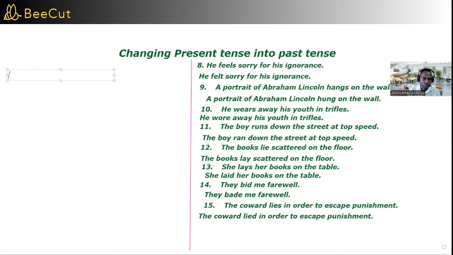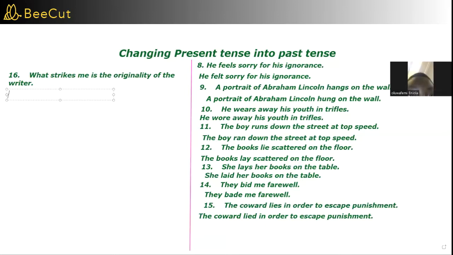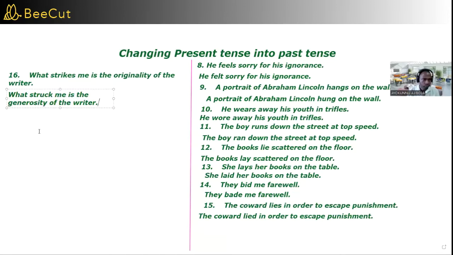What I have in number 16 here is: what strikes me is the originality of the writer. So the verb we're looking to change here is strikes. So it becomes: what struck me is the originality of the writer. So take note of that.